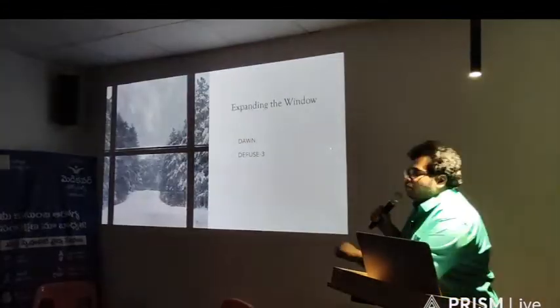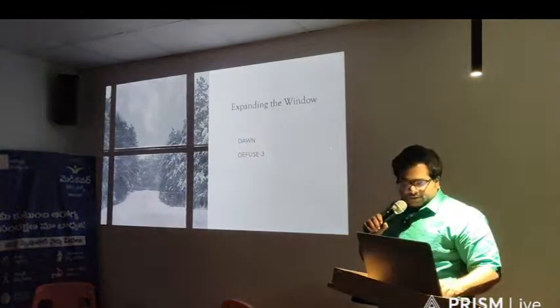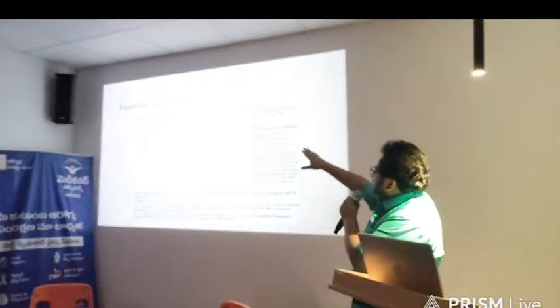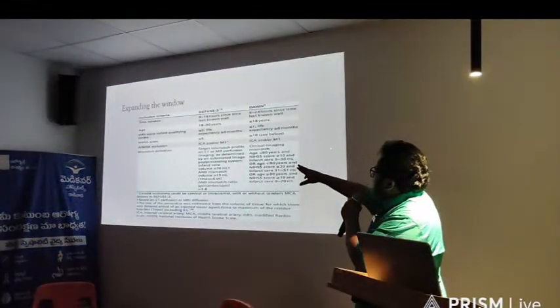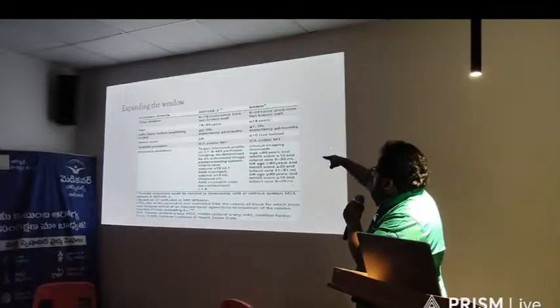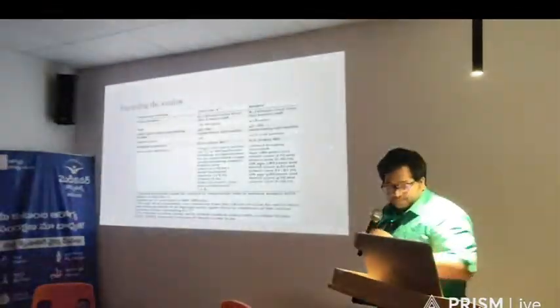Now coming to expanding the window beyond 6 hours up to 24 hours, we have two trials, DAWN and DEFUSE. DEFUSE is 6 to 16 hours since last known well, with ICA or M1 occlusion. It requires perfusion imaging, whereas the DAWN trial uses a clinical imaging mismatch. So it's up to 6 to 24 hours.